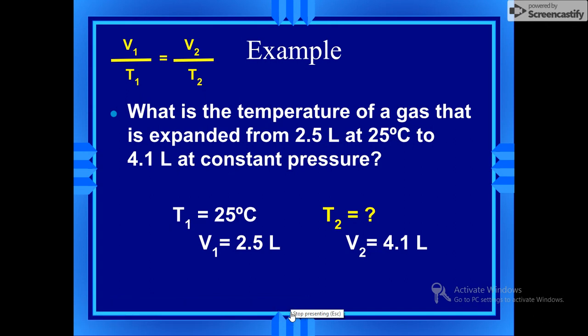But so back to the problem we were working on before I got cut off. So we're using Charles' law. We have to identify all of our variables first. T1 is 25 degrees Celsius. Our V1, our initial volume, is 2.5 liters. We do not know what our final temperature is, but we know that our final volume is 4.1 liters.